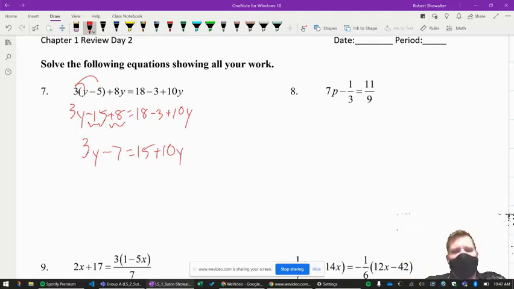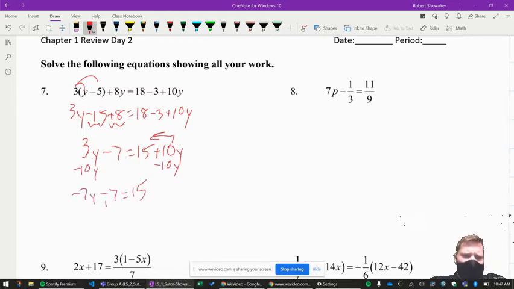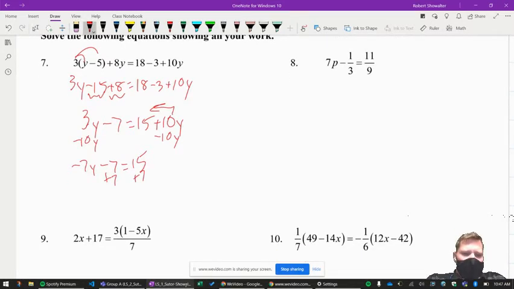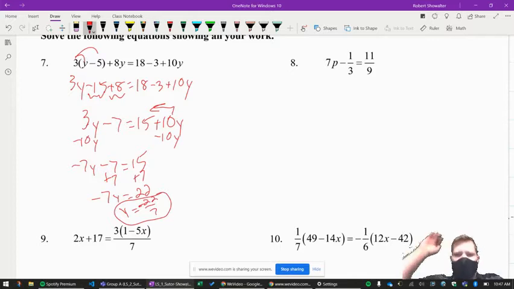Then let's collect the variables on the left side. So we're moving this over to the left. So minus 10y, minus 10y. And we get negative 7y minus 7 equals 15. And then we're going to add 7. Negative 7y equals 22. Now we're going to divide by negative 7. So we get y is negative 22 over 7. Woo, yeah, let's do it.